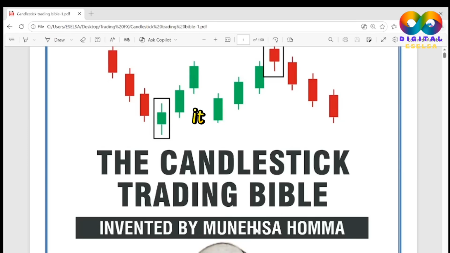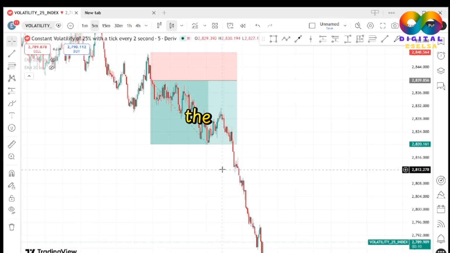But if you've read it before, yes, if you've read it before, please also read it again, because candlestick is the integral component of our trading. Do you understand? It is the integral component of our trading.